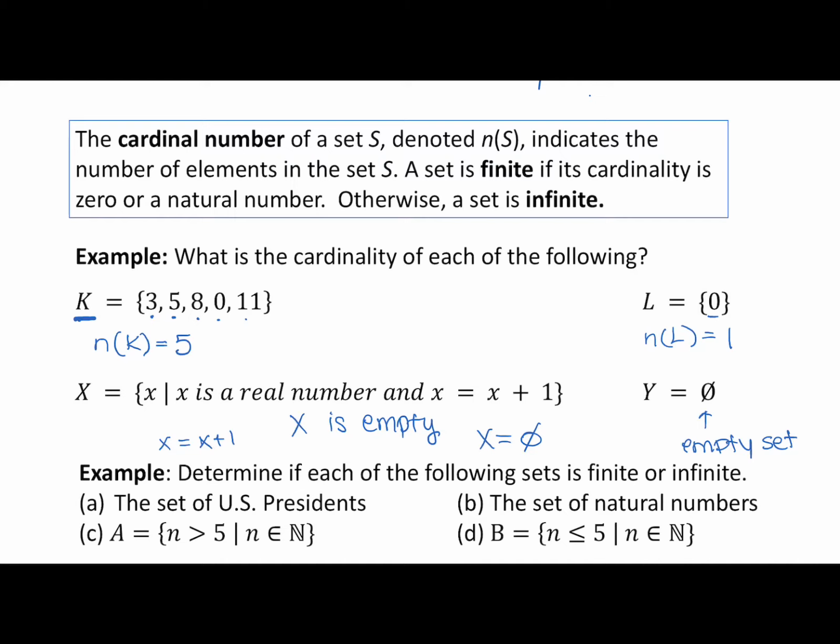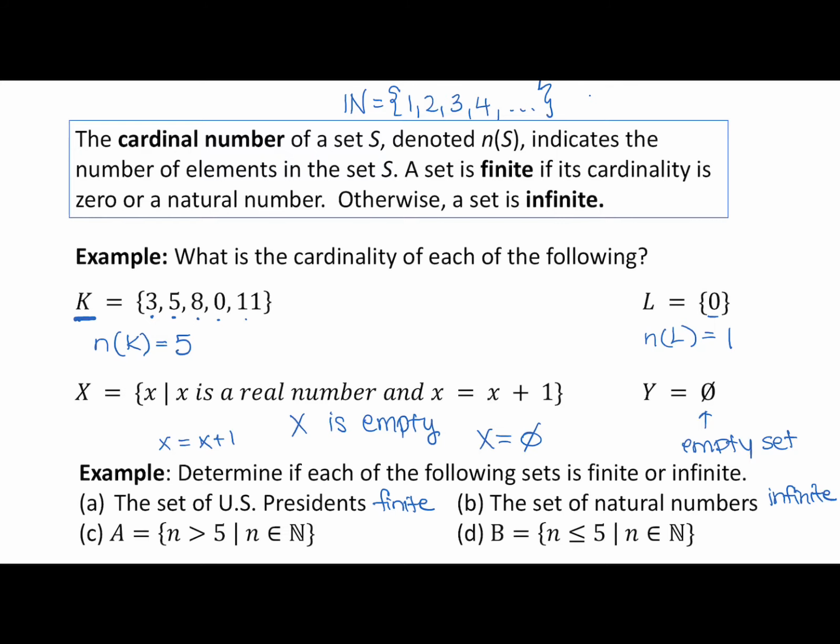Okay, so the set of U.S. presidents is finite. Let's look at B, the set of natural numbers. So remember, the set of natural numbers is the set N. I'm going to write up here at the top N, starting with 1. So 1, 2, 3, 4, and so on. That dot, dot, dot means it keeps going like that. Is that going to be finite or infinite? That's going to be infinite.